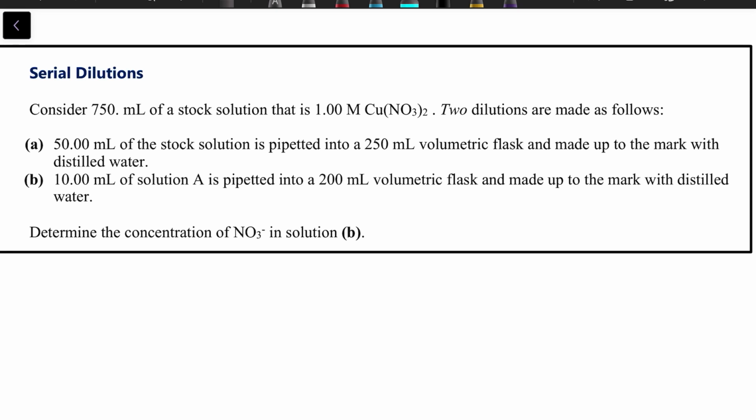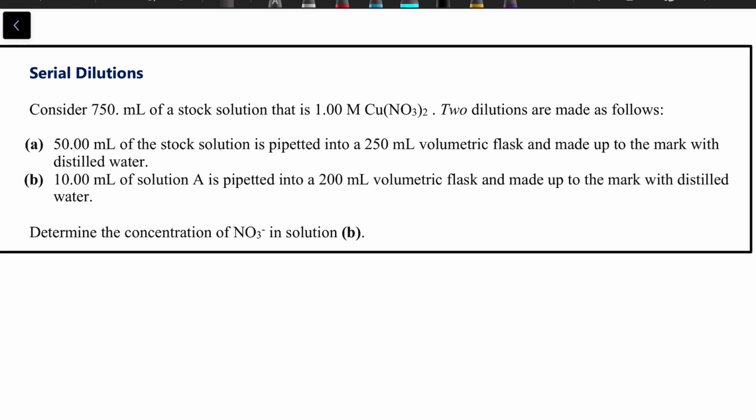So let's read the question. It says, consider 750 milliliter of a stock solution. Stock solution just means something that has been made up and we know exactly its concentration. So we know the concentration of this solution is 1 molar copper nitrate. Then two dilutions are made up as follows. So you need to read them in sequence.